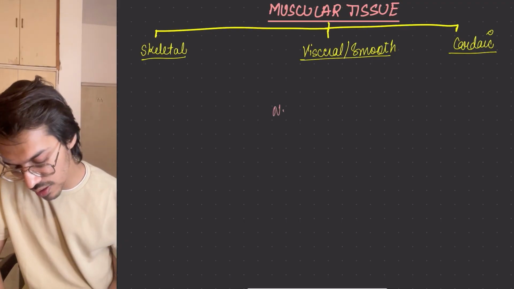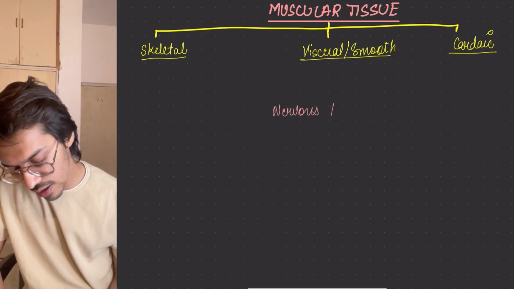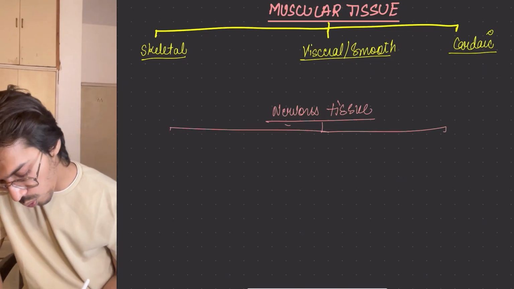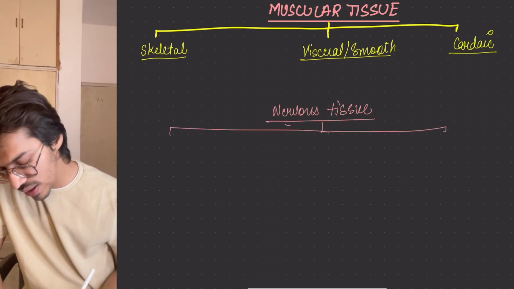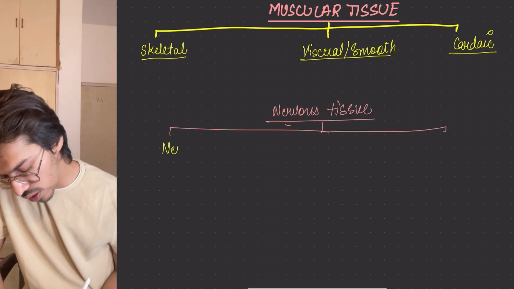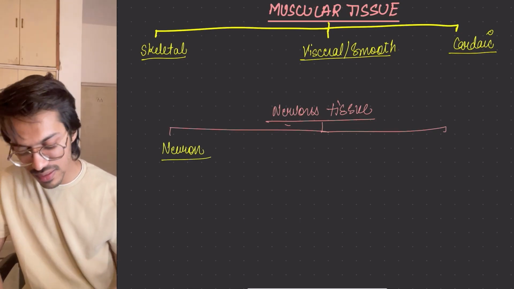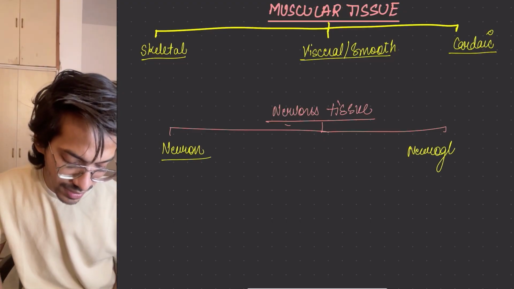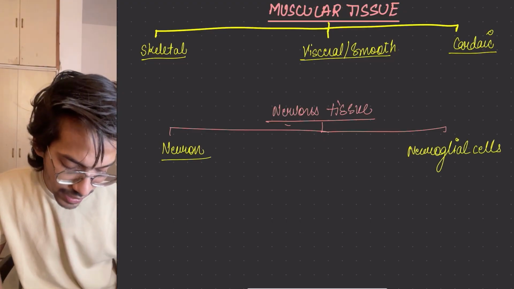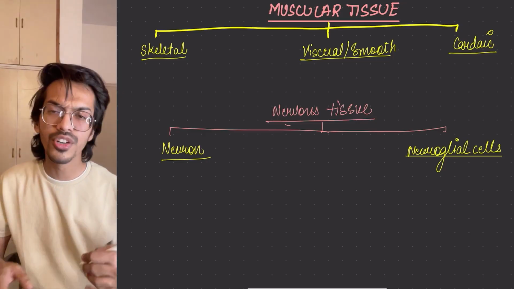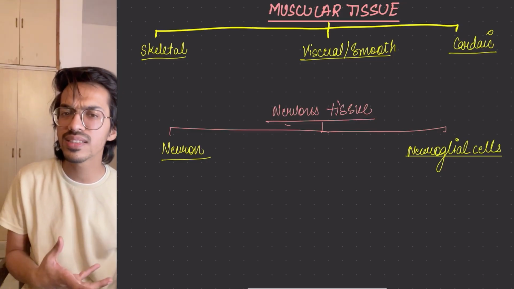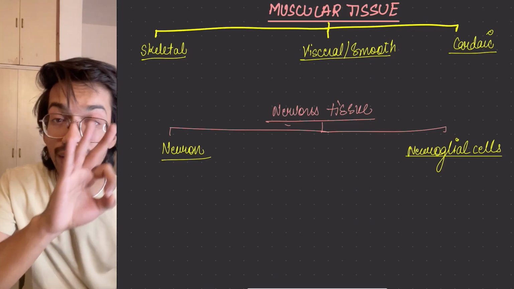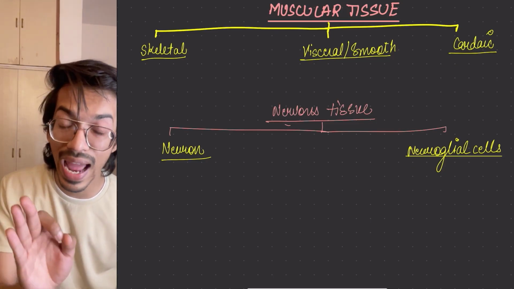Moving on to the next, the nervous tissue. In the nervous tissue, there are two types of divisions present. What are the two types of division? Number one is your neuron, which is the cell of it, and the second is the supporting cells. These are the neuroglial cells. The neuroglial cells are the supporting cells. They are more abundant and they can divide. This is important: neuron can never divide, but neuroglial cells can divide.